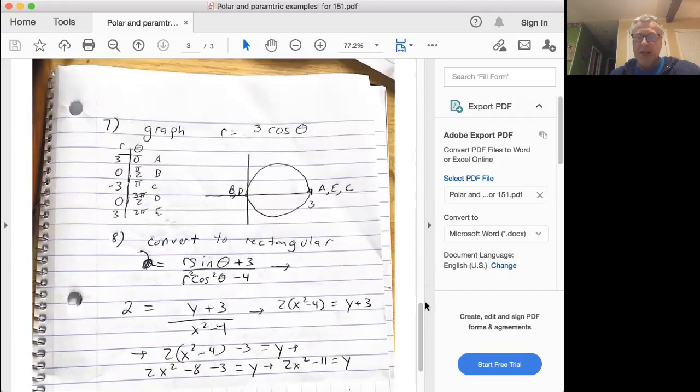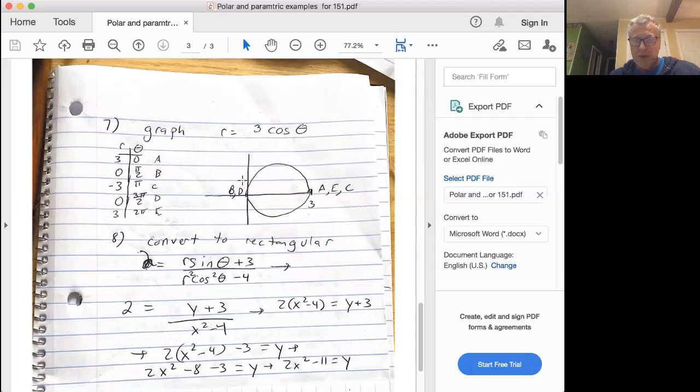Here's some other practice. I'm going to graph r equals 3 cosine theta, so this is back to polar. And again, I'm choosing my points: 0, pi over 2, pi, 3 pi over 2, and 2 pi. So when I plug 0 in, cosine of 0 is 1, 1 times 3 is 3. So we're at a radius of 3, 0 for an angle.